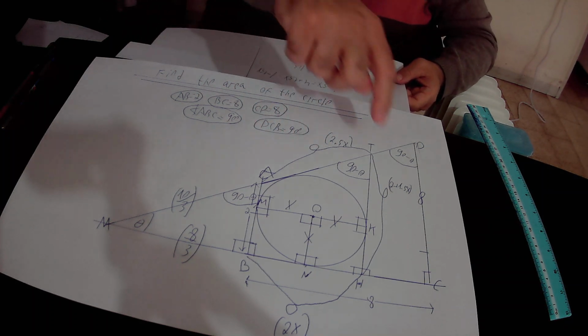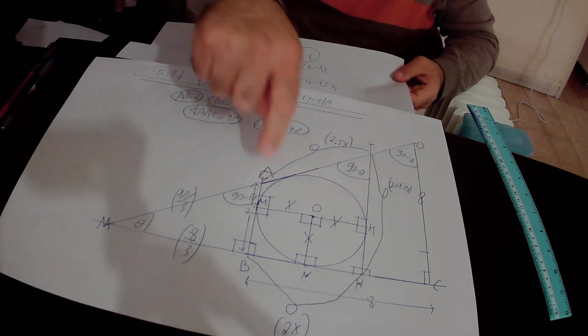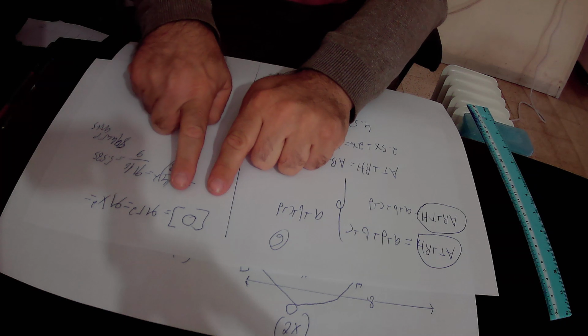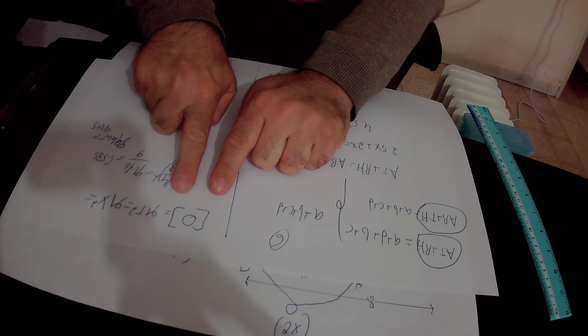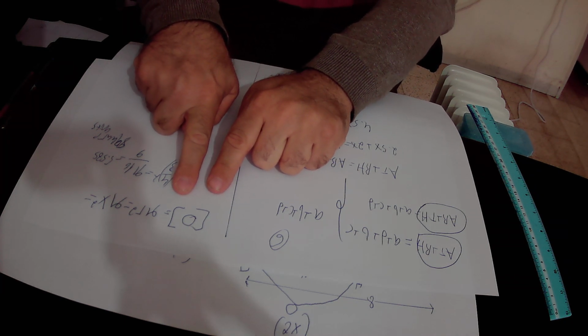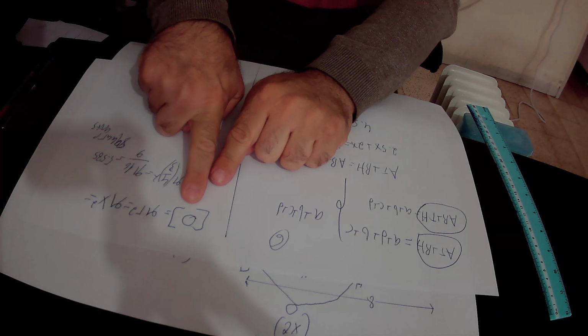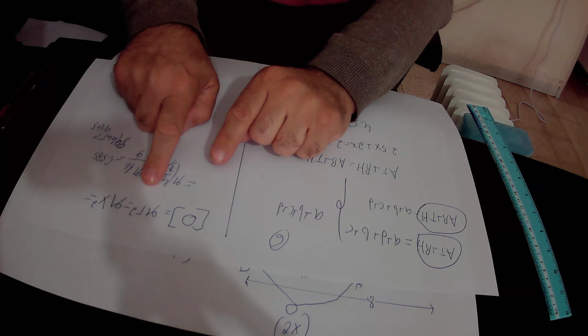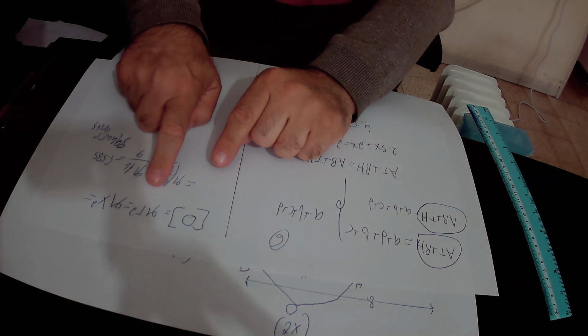So our mission is to find out the area of this circle. The square brackets here are the sign for the area. It means the area of any circle is equal to pi times the radius squared. If r is the radius, then it is pi r squared.